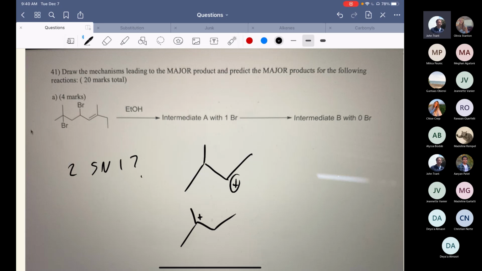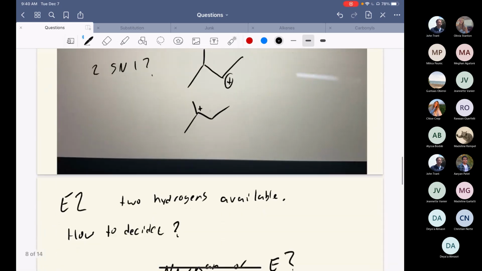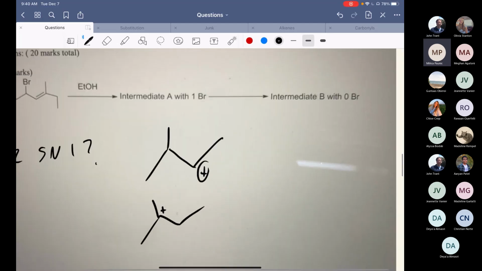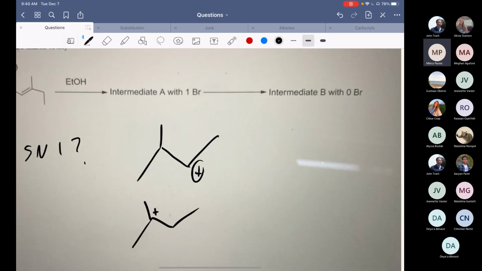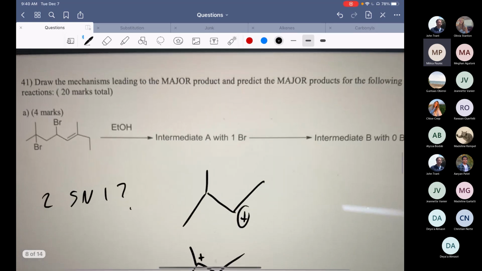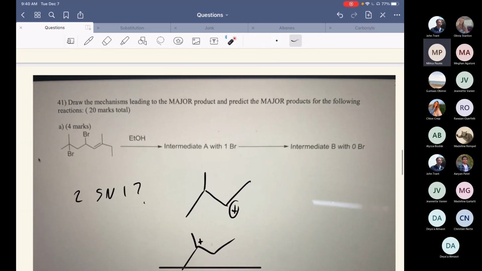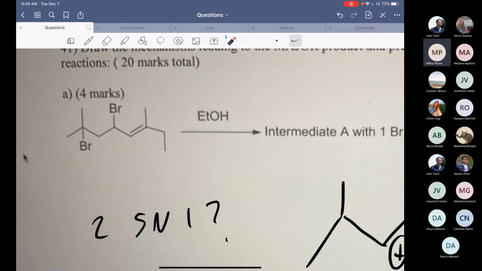So yeah. Yes. What else? Can I ask a question about that one? So when I did this question, I did two SN1s because the ethanol was like weak. So if we say why we did an SN1, would we get the marks, or is this strictly elimination? You would probably get like 80% of the marks.